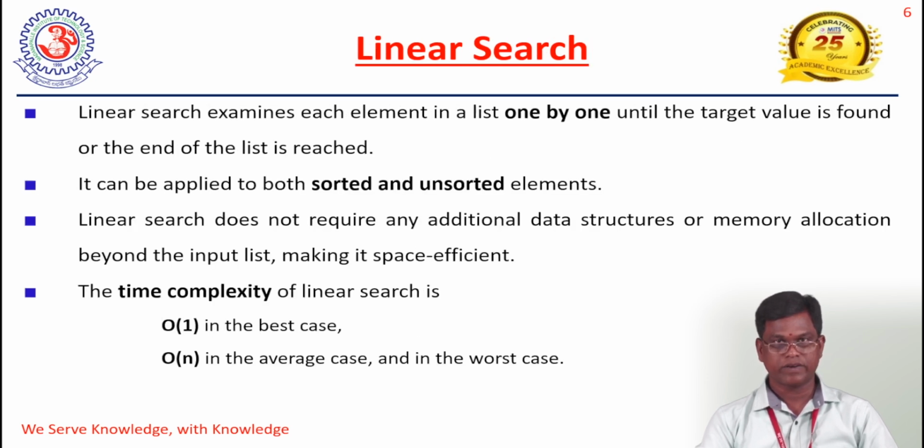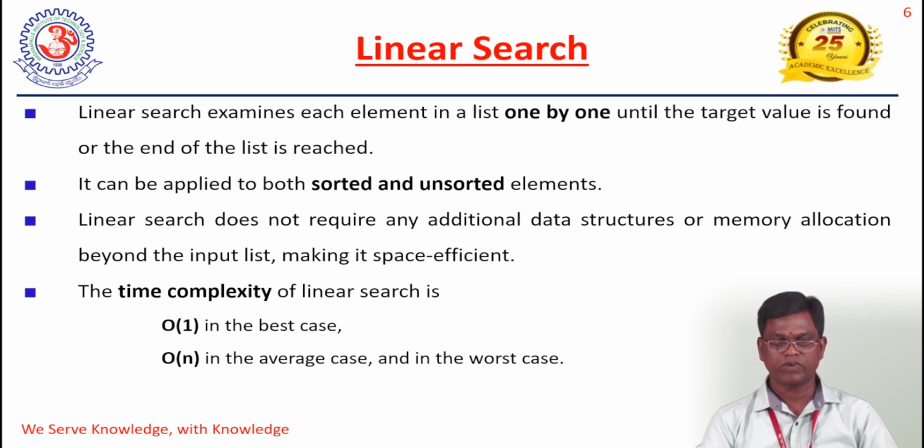And first we'll start with the linear search. If you consider how linear search works, it examines each element of the list, one by one, until the target value is found or the end of the list is reached. It follows a sequential approach, and it checks element by element, one by one, with respect to your target value. If it is found, it will stop the process, otherwise it will go up to the end of the list, until our target element is found or not.